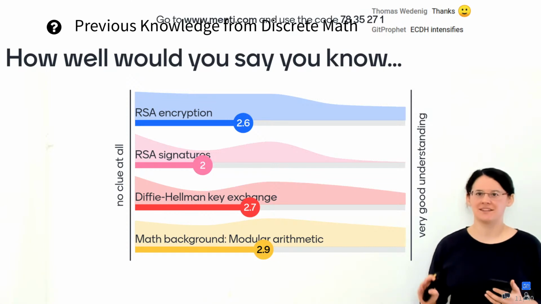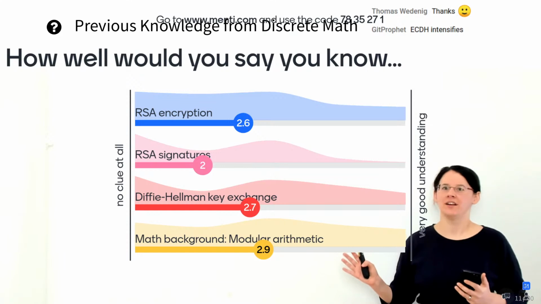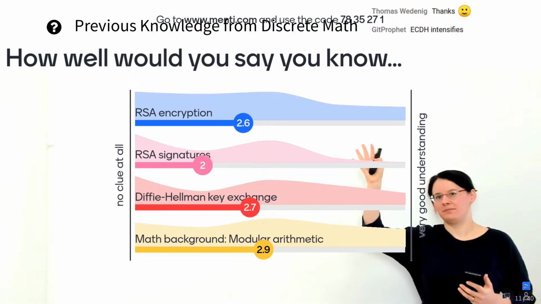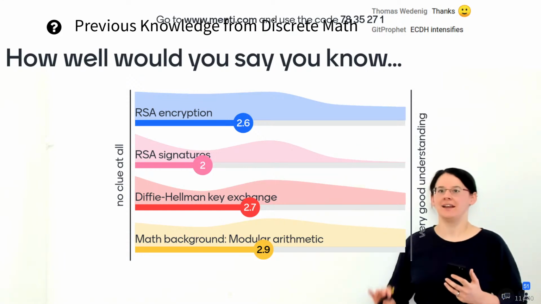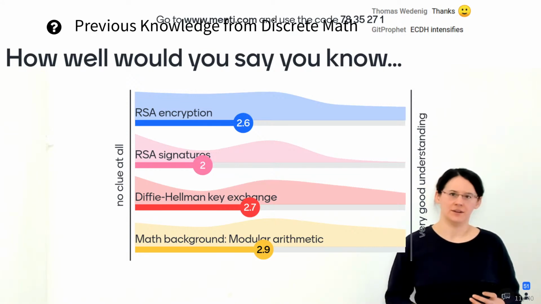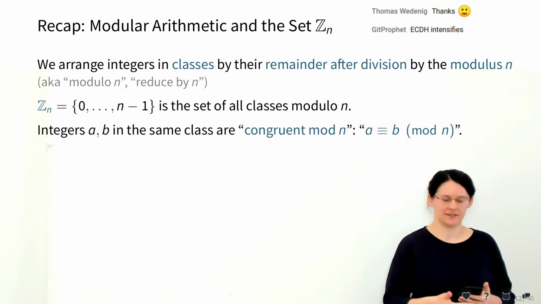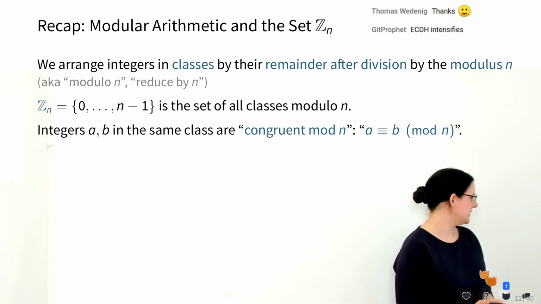I guess that means that I can go over the math background potentially a tiny bit faster, and I will take a bit longer maybe for the signatures. If at any point you find that something is too slow or too fast, let me know and I'll try to adapt. Okay, then let's head to the actual content.